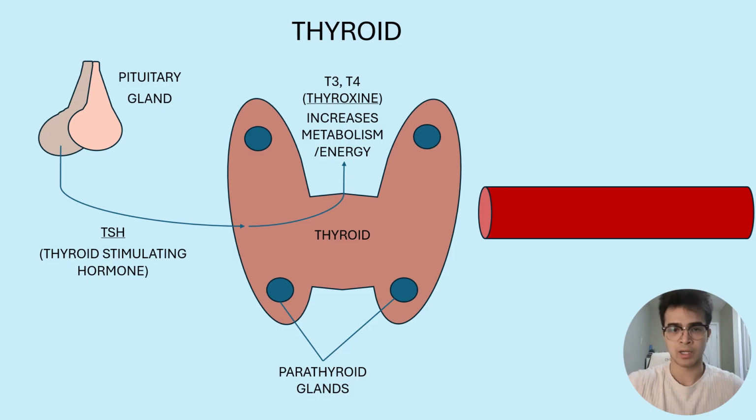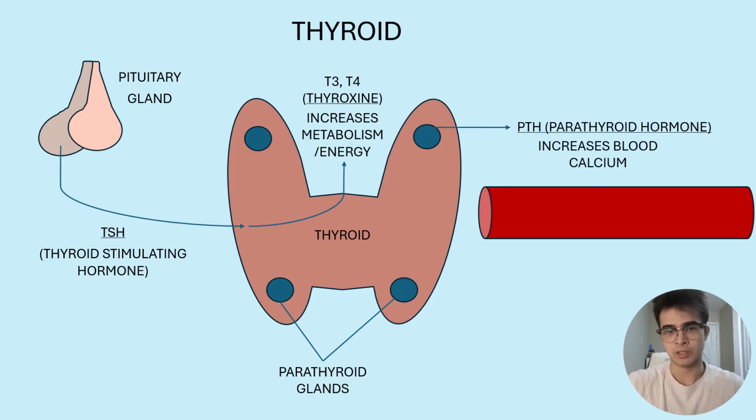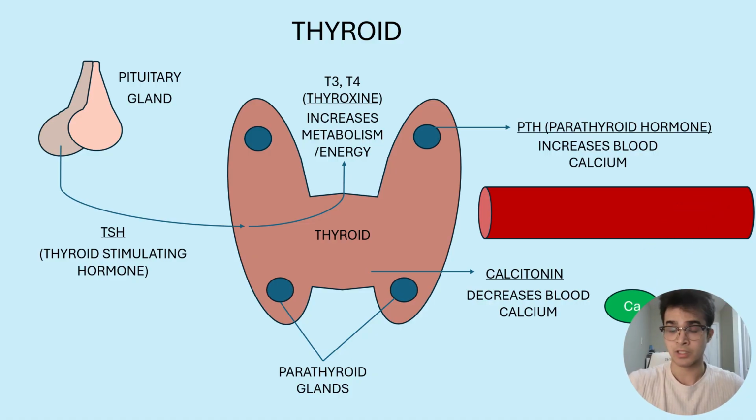But the thyroid also has another feature as well. So pertaining to calcium in blood, your parathyroid releases PTH, which is called parathyroid hormone, and this increases the concentration of calcium in your blood. Now, the thyroid releases something called calcitonin, which takes calcium out of your blood. They're essentially antagonistic hormones, which means they counteract each other.